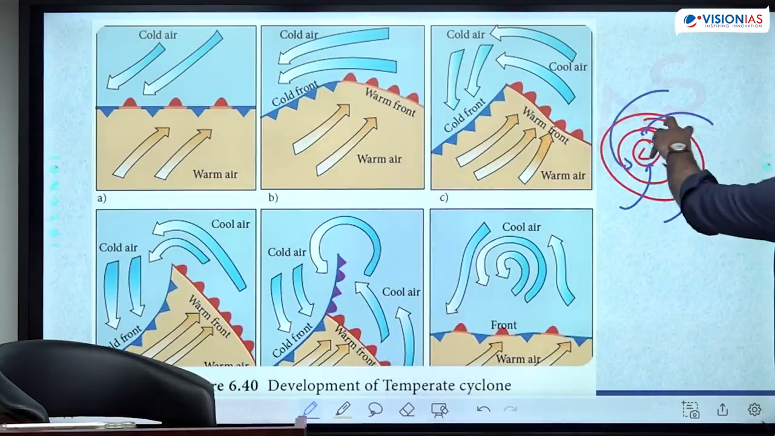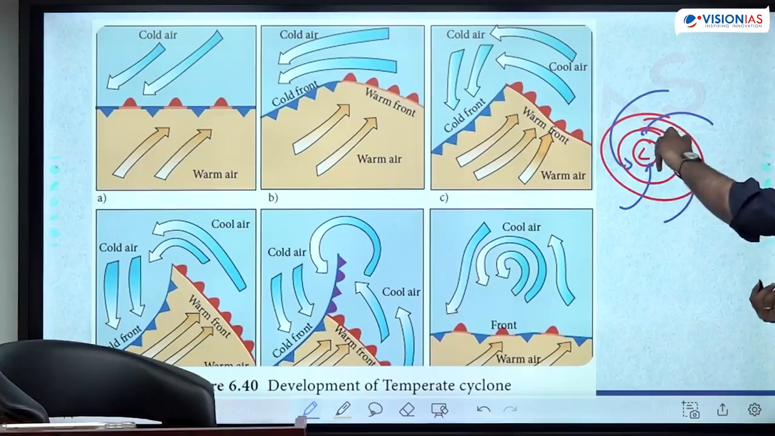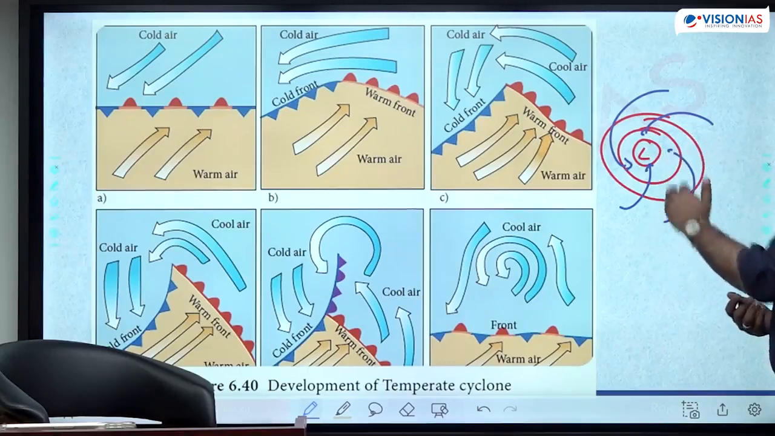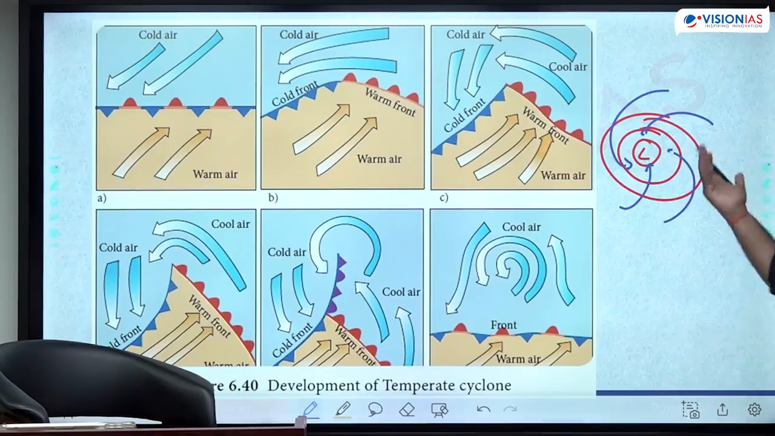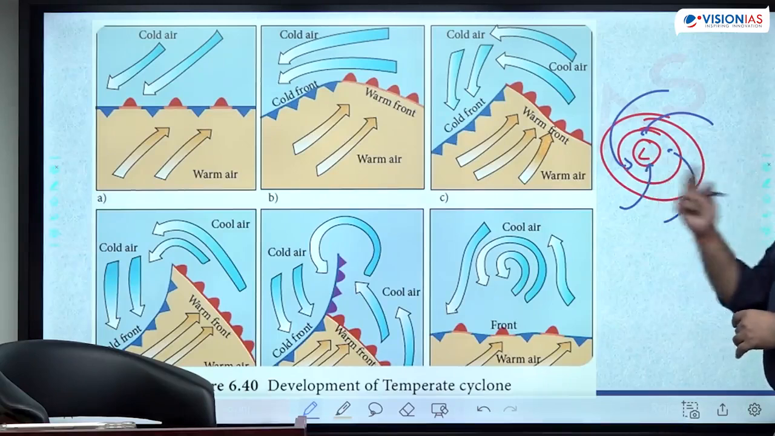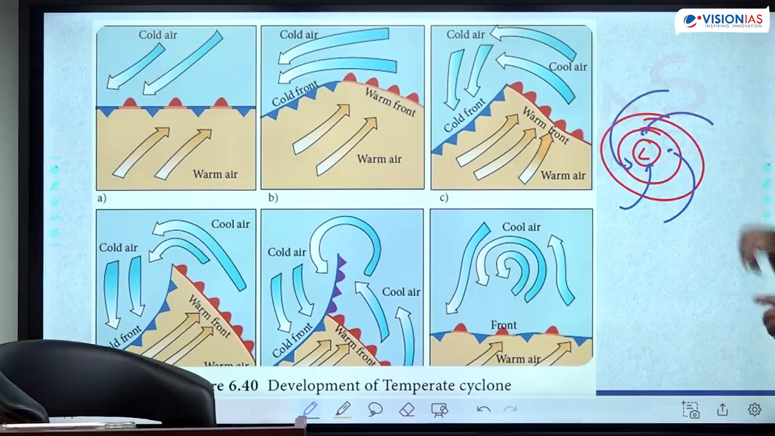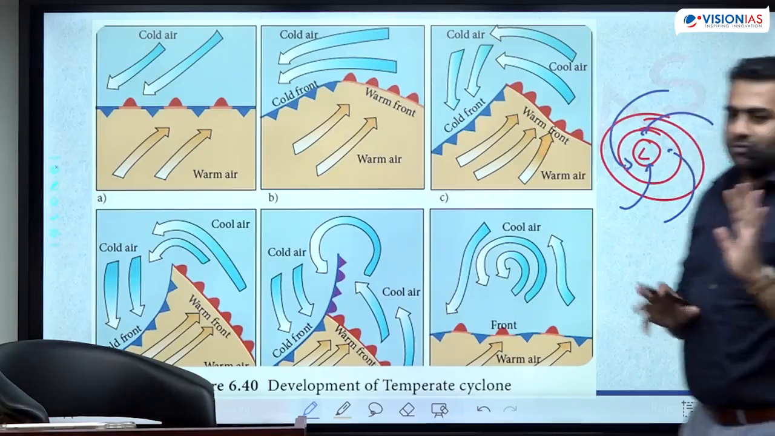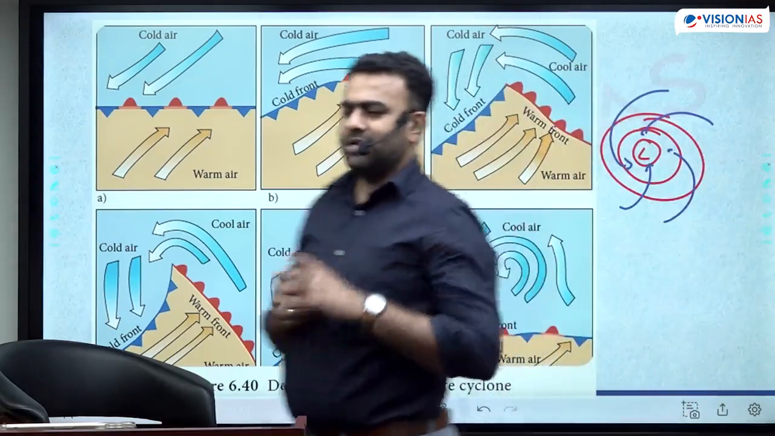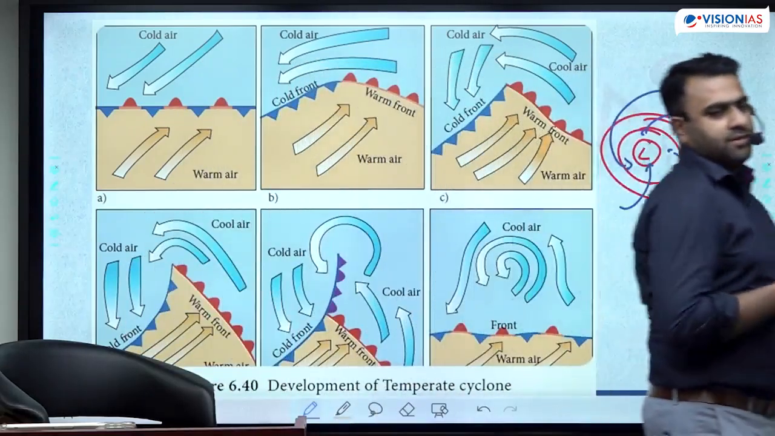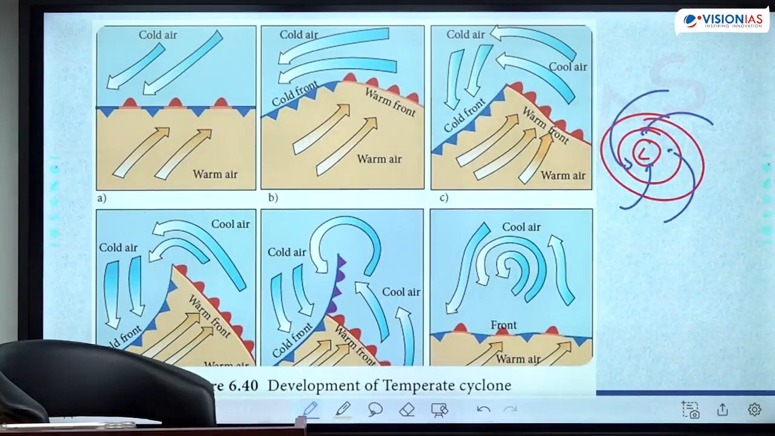Because of the low pressure, the winds are drawn towards the center. Low pressure attracts the winds from the surrounding area. As the winds move towards the center, they get deflected towards the right side. They tend to become geostrophic if the Coriolis force is strong enough. Otherwise, they converge and circulate and rise. Such kind of system is what is called as a cyclone. Anticyclone is opposite, where there is high pressure at the center and the winds are moving away from the center and counterclockwise. So this is what is called as a cyclone.